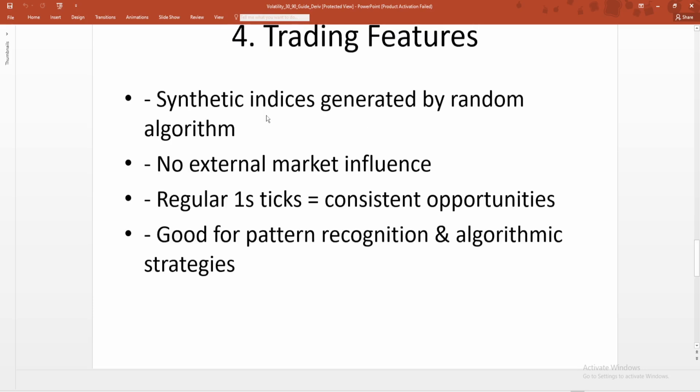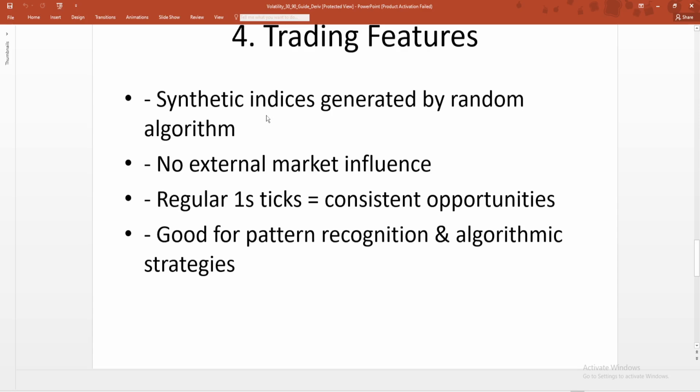Now, what are the features for these volatilities? First of all, Volatility 31S and 91S, just like all synthetic indices, are generated by a random algorithm, which I've stressed a lot in many of my videos. They do not have any external market influence. They cannot be influenced by any external market event, all right?